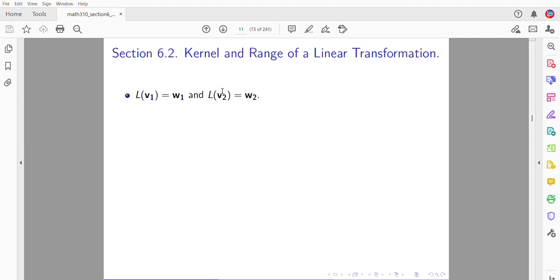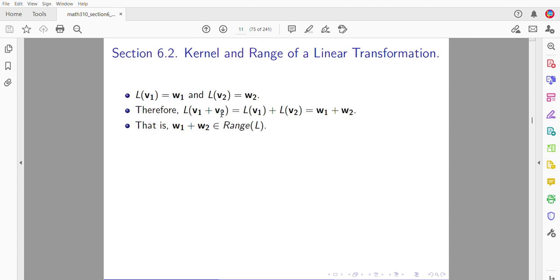Now let's look at L of V1 plus V2. L is a linear transformation, so it respects vector addition. You have L(V1) plus L(V2). L(V1) is W1, L(V2) is W2. So L of V1 plus V2 is W1 plus W2. What does this mean? W1 plus W2 is the image of somebody. W1 plus W2 is in the range of L. That is, range of L is closed under vector addition.